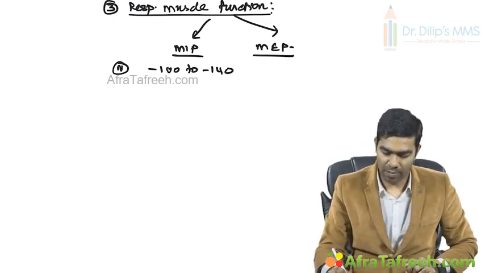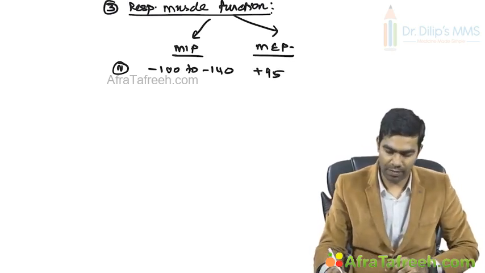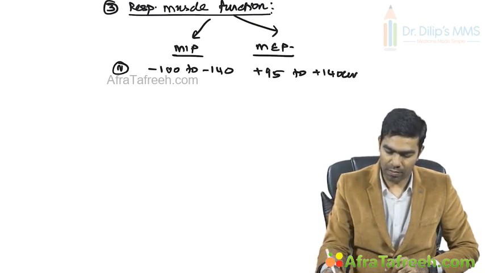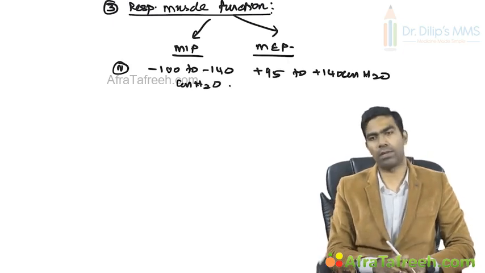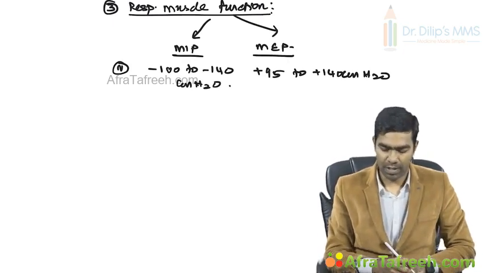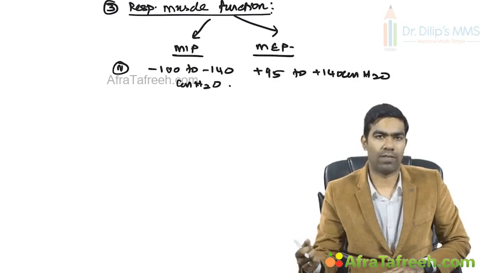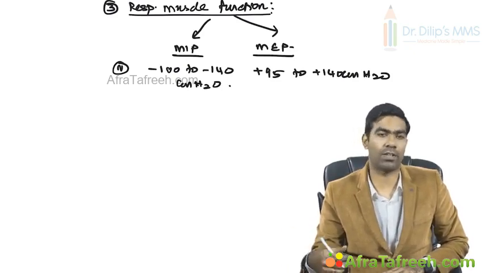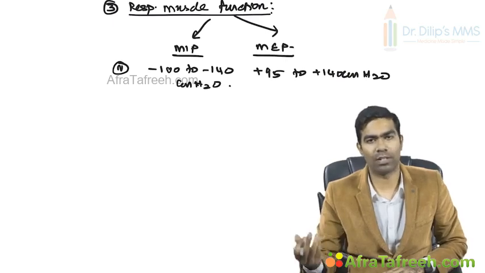And the normal maximal expiratory pressure is always positive in a normal patient, so plus 95 to plus 140 centimeters of water. So this is the maximal inspiratory pressure and maximal expiratory pressure. Remember, whenever the maximal inspiratory pressure is not sufficiently negative, or the maximal expiratory pressure is not sufficiently positive, it indicates poor respiratory muscle function.